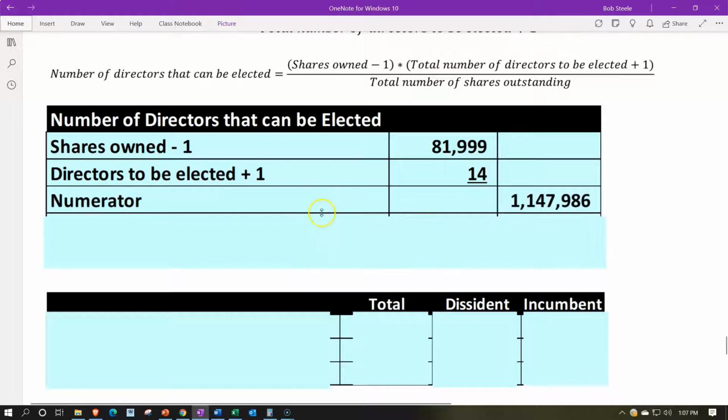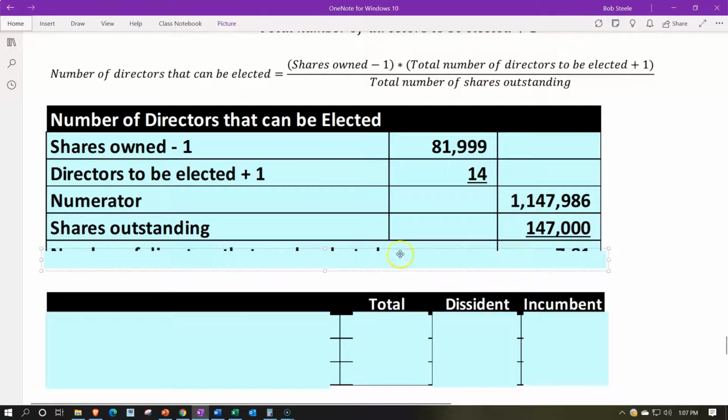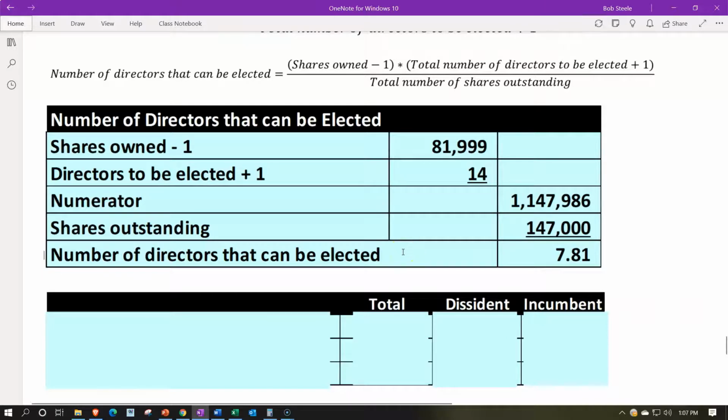13 directors plus 1 is 14. The numerator is going to be 1,147,986. Then we have the shares outstanding, 147,000. That gives us, once again, that 7.81. Now that .81 looks pretty close to another director, but still we can't elect 81% of a director, so we basically have to say we can lock down 7 directors.